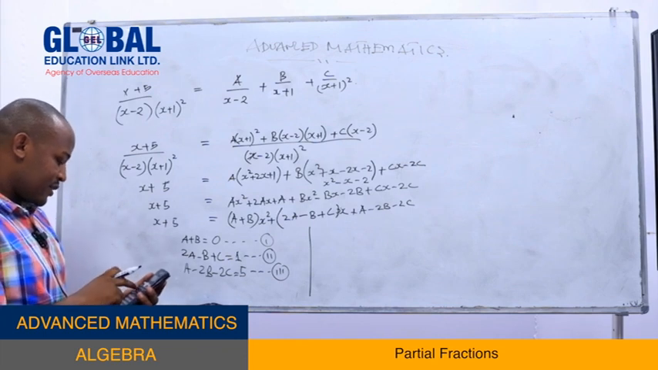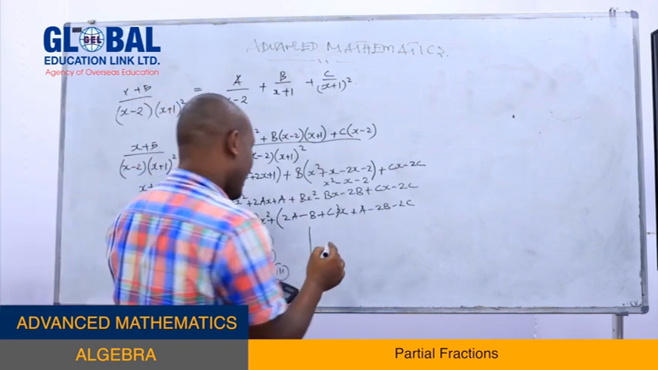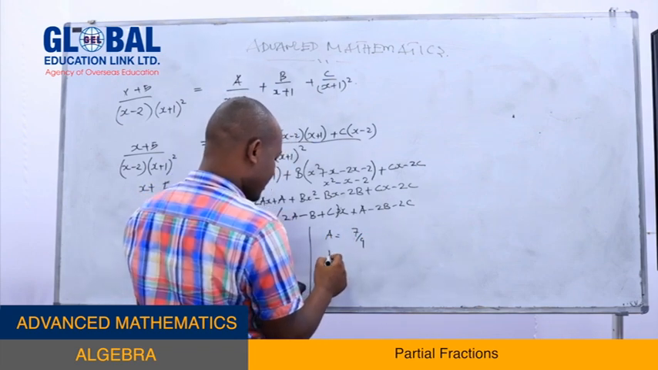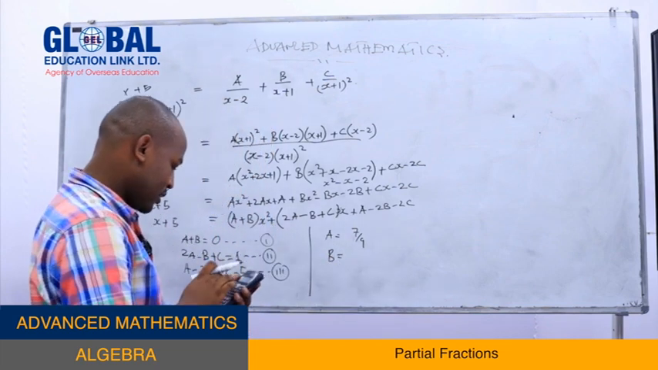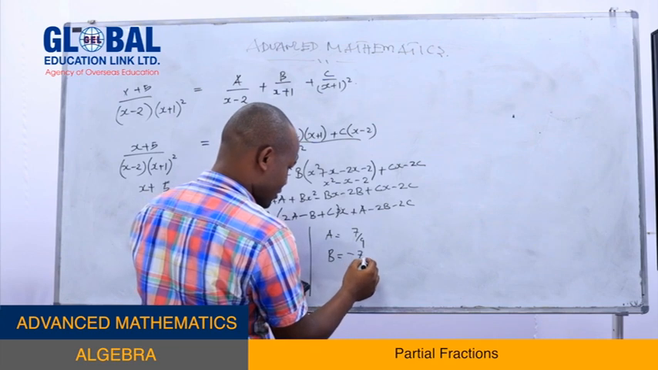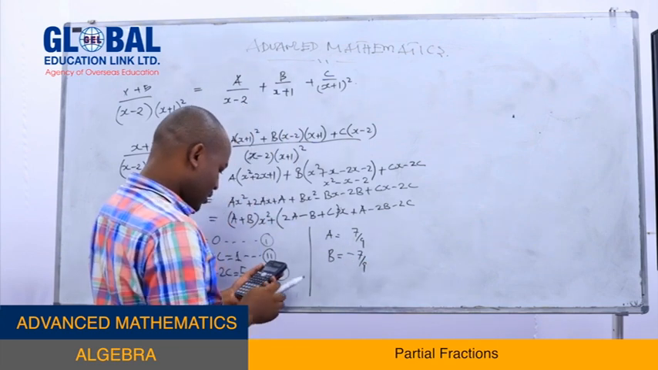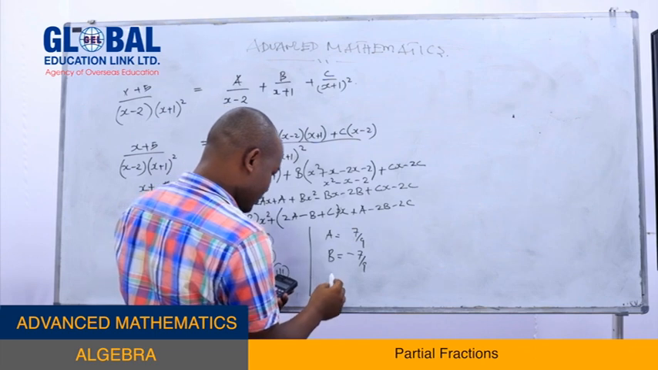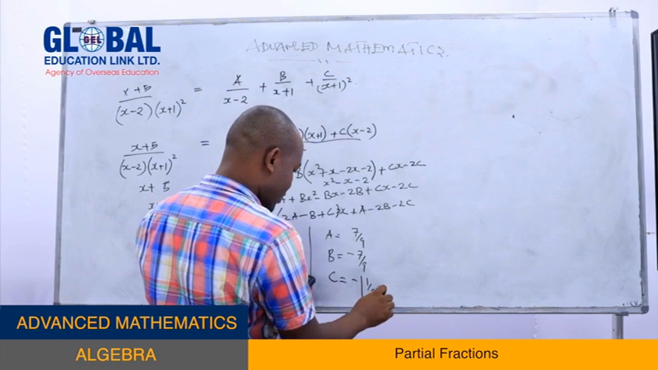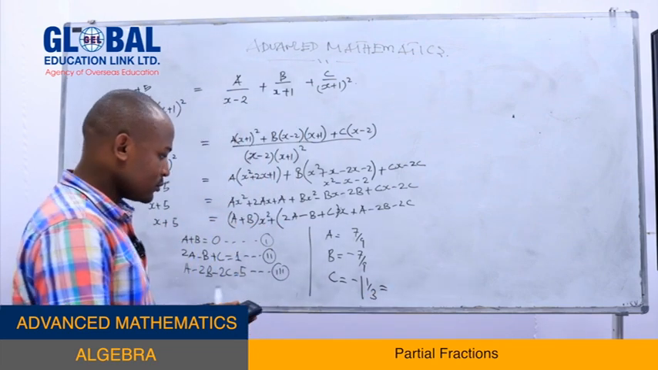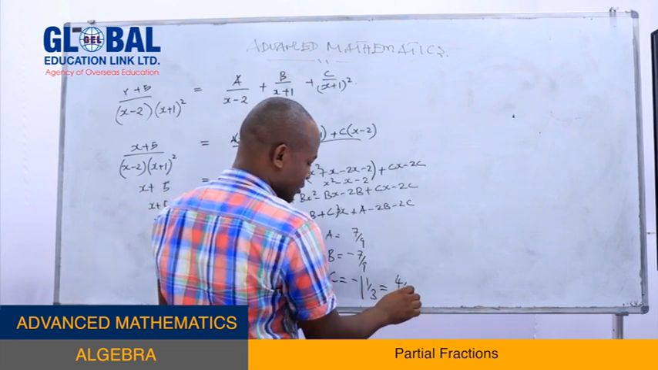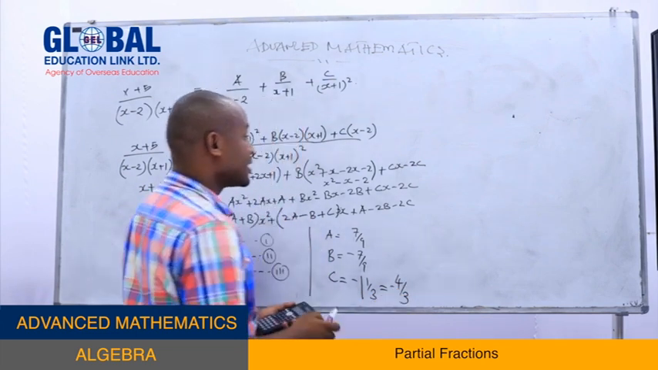Now, what are the values? For A, we have 7 over 9, and for B, we have negative 7 over 9, and for C, we have negative 1 and 1 over 3. That equals what? 1 times 3, plus 1, is 4 over 3, and that is negative.